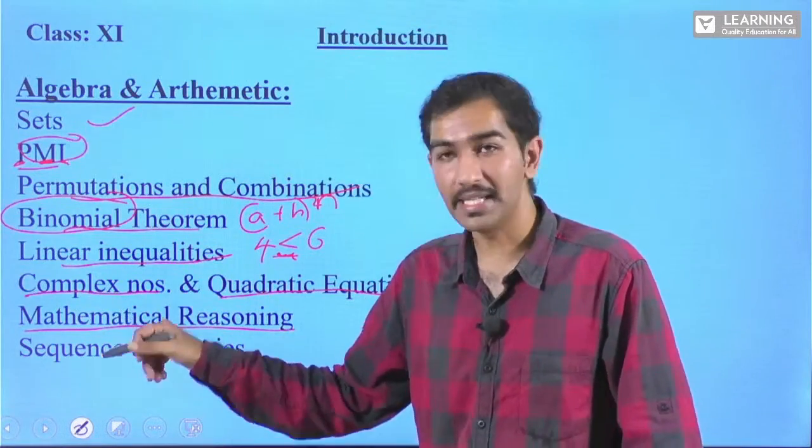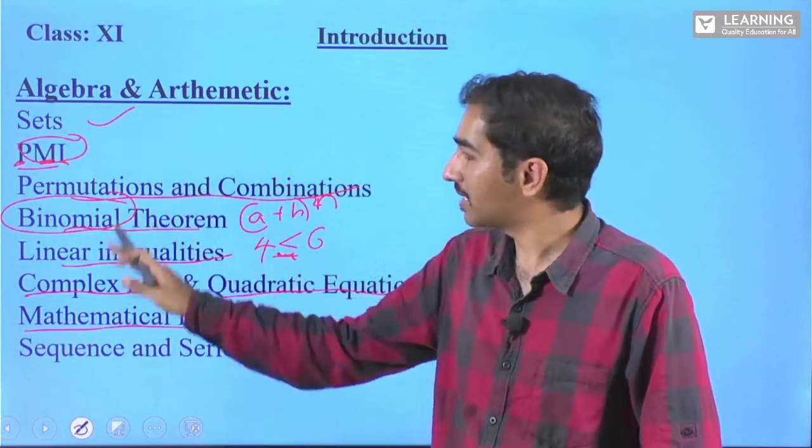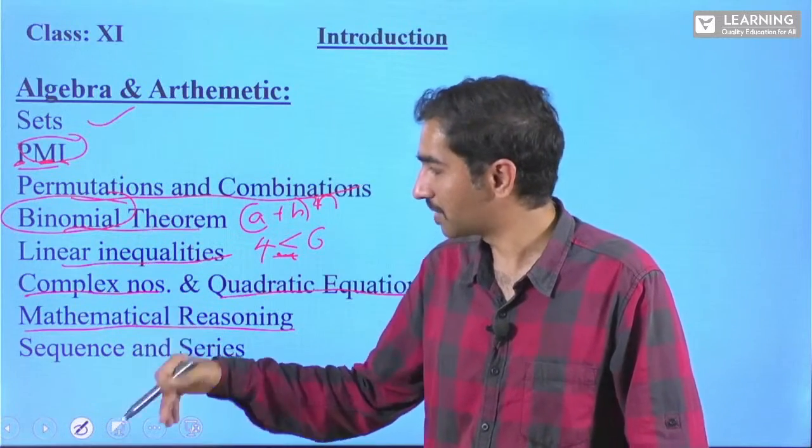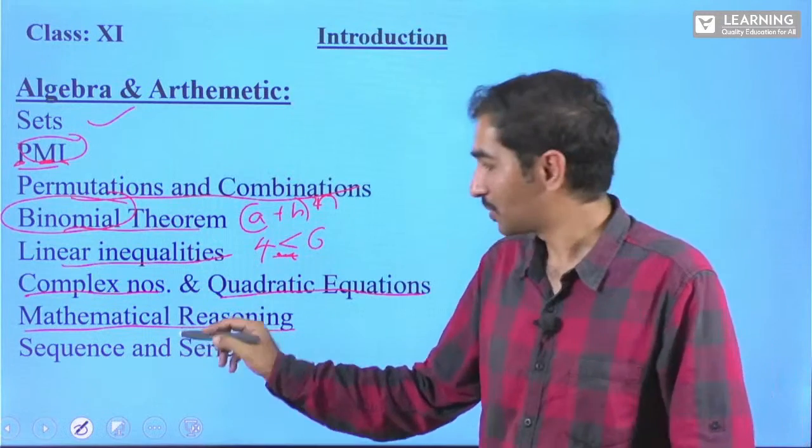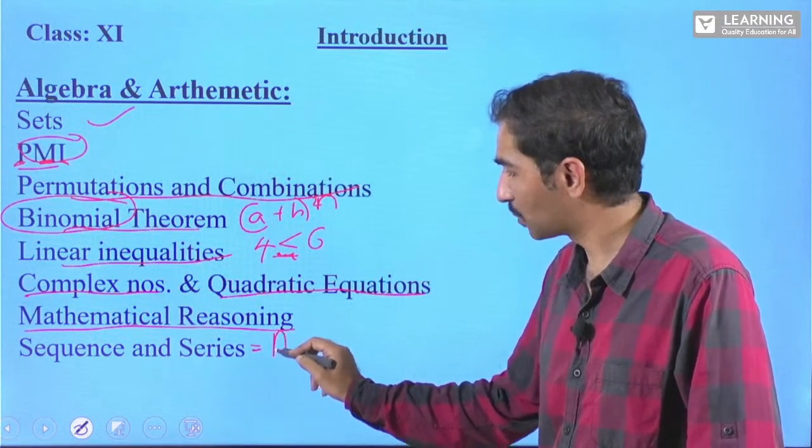Okay, one of the easiest chapters in the entire algebra and arithmetic. So this is the easiest chapter. Next, we have sequence and series. So what are we doing here, students? This is just an extension of arithmetic progression.